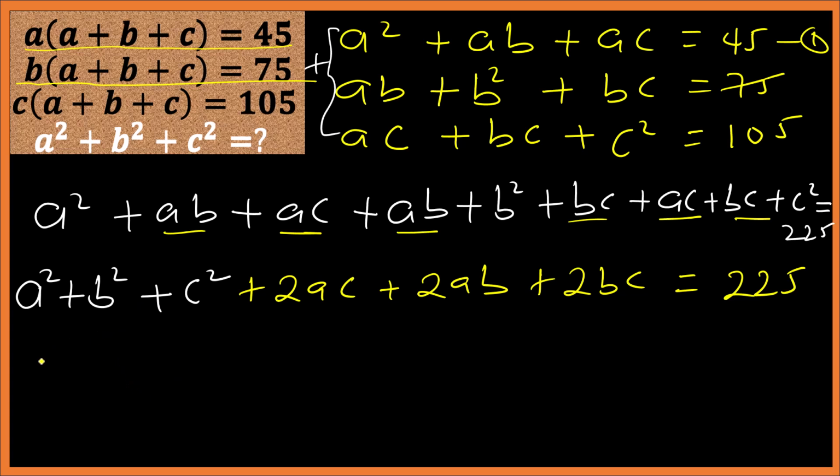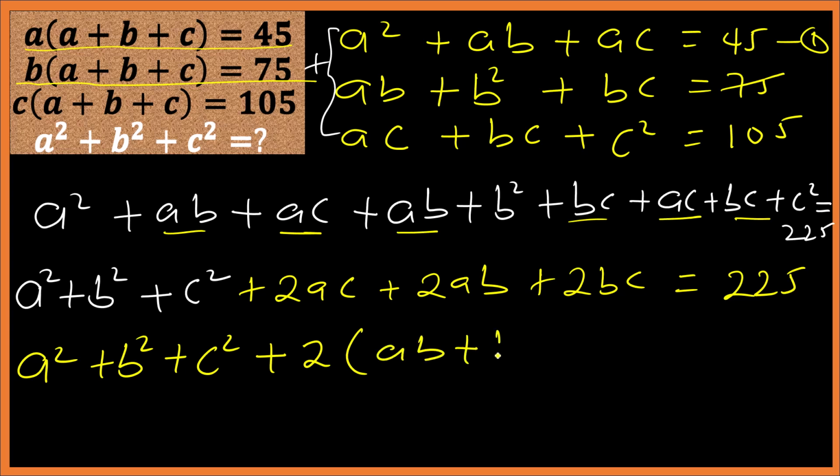All right, now let's arrange this well. So we have a squared plus b squared plus c squared plus, let's take 2 out and arrange it, so that would be ab plus bc plus ac, equals 225.